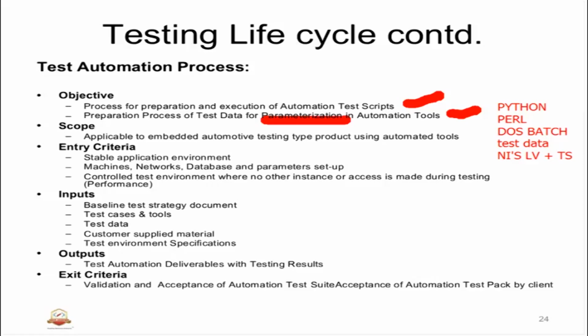The test environment is completely controlled with the help of this automation, and there is no intervention in between when the execution is on. What are the inputs? Baseline test strategy. Again, test strategy can identify what sort of automation and test data will be used for automation execution, and those things will be defined in the strategy document. So that is one of the inputs.